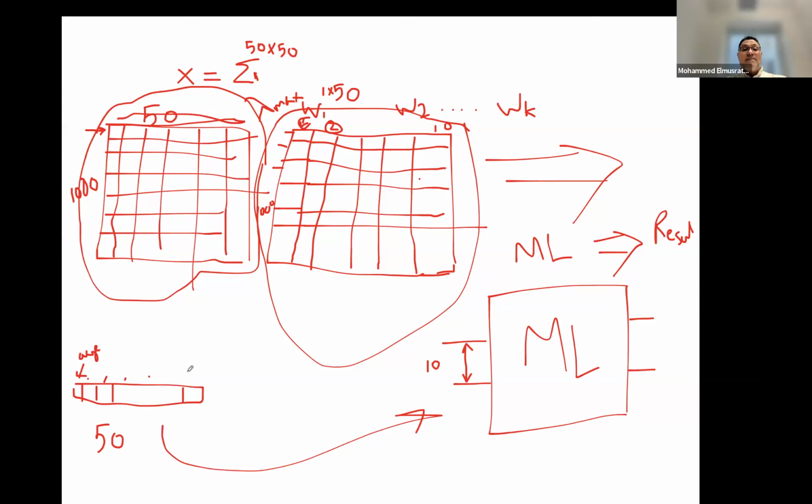So the first thing, you multiply this new patient with W1, because this new patient now, for example, is 1 by 50. You multiply it by the vector W1, which is 50 by 1. As you know from linear algebra, when you multiply a row vector by a column vector, you will get a scalar. So this will be the first element. The second element is the new data with W2. This will be the second element. The third element with W3, the fourth element with W4, until the 10th element with W10.